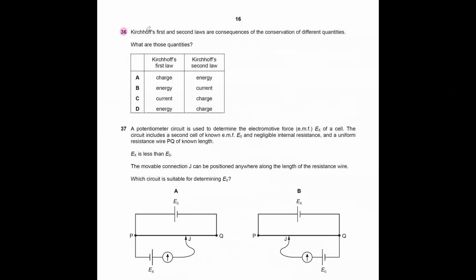In question 36, Kirchhoff's first and second laws are consequences of the conservation of different quantities. What are those quantities? So try to recall what we remember from Kirchhoff's first and second law. Kirchhoff's first law tells you that the sum of current into a junction is equal to the sum of current out of the junction.